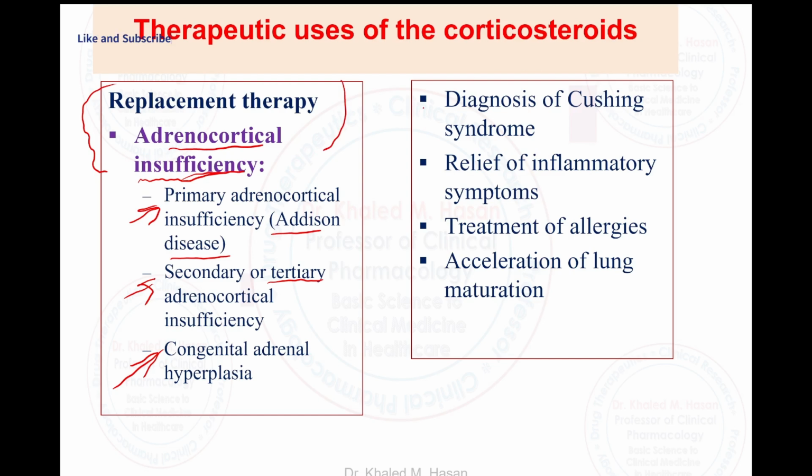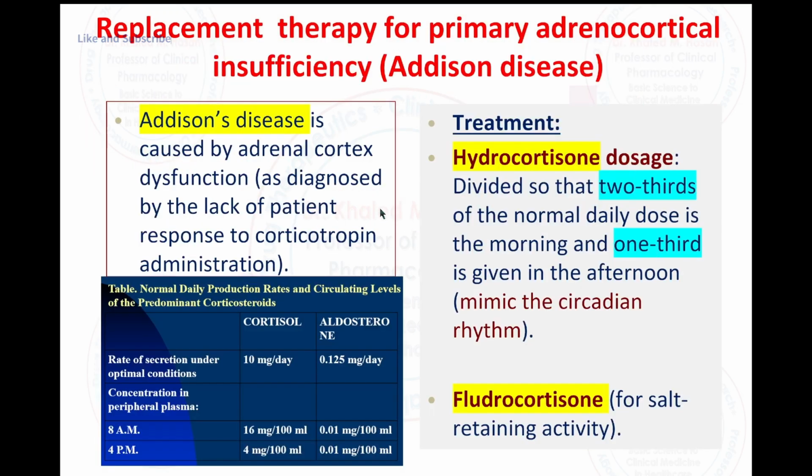We use corticosteroids for diagnosis of Cushing syndrome. We use glucocorticoids for inflammation, treatment of allergy, and we prescribe it to the mother during pregnancy to accelerate lung maturation in the fetus. So this explains the summary of the clinical use of corticosteroids, but we have another 2 tables explaining in detail a lot of the clinical uses of cortisone.